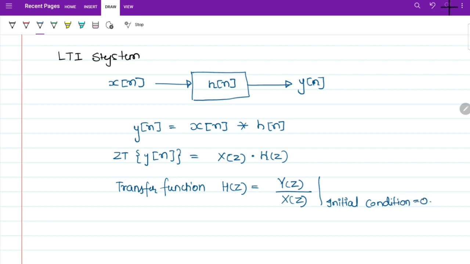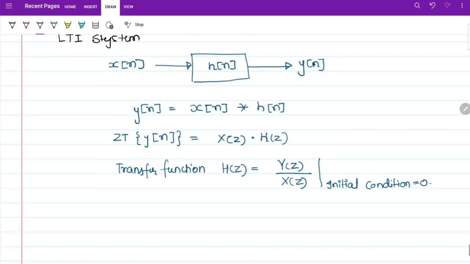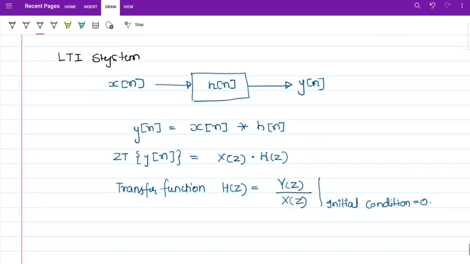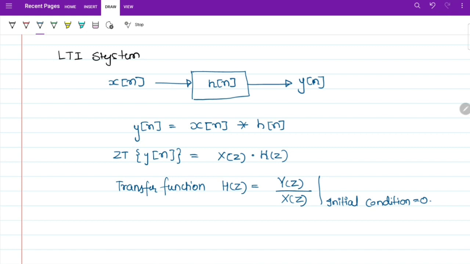Okay, now in next class we are going to solve a question which is related to this property. Okay, so that will make you more clear about Z transformation.